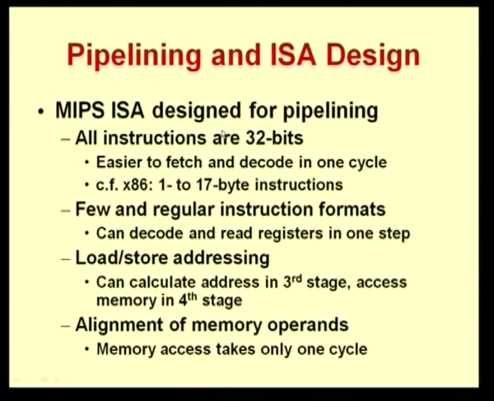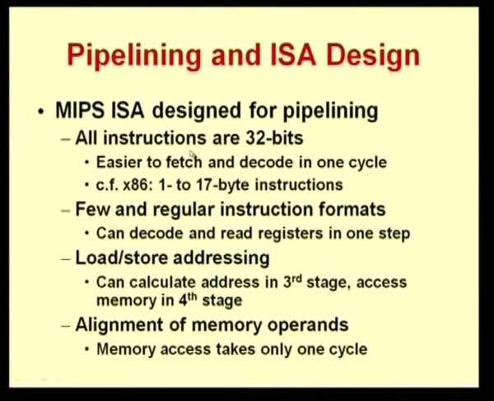So, now let us look at how the MIPS architecture can be looked at in terms of this pipelined design. Okay. Now, there are certain things that we need in order to make this pipelining possible and make pipelining easy. If you look at the MIPS instruction set architecture, you can see that it is actually designed for pipelining. Now, what are the features that help in this pipelining? One of the features of MIPS is that all instructions are 32 bits. So, the advantage of having all instructions as 32 bits is that it is easier to fetch and decode in one cycle.